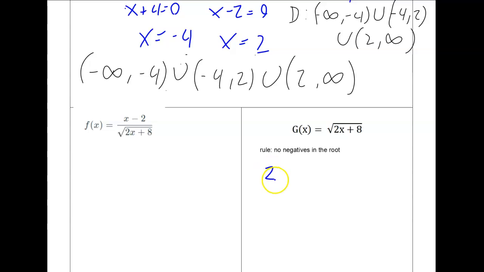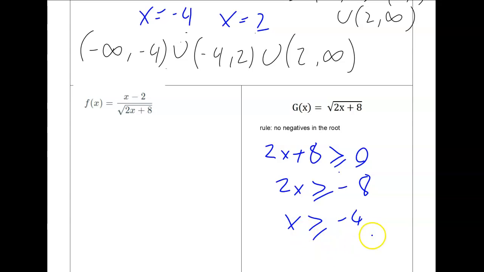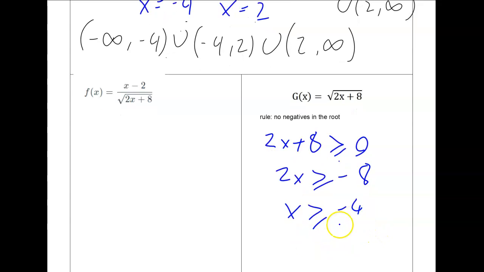I'm going to say, okay, 2x plus 8 must be greater than or equal to 0. And then I can solve that inequality. So this says my inside cannot be negative. And then here is my domain. x must be greater than or equal to -4. And then how do I write that down? Well, -4 gets a bracket, and greater than or equal to would be from -4 to infinity.